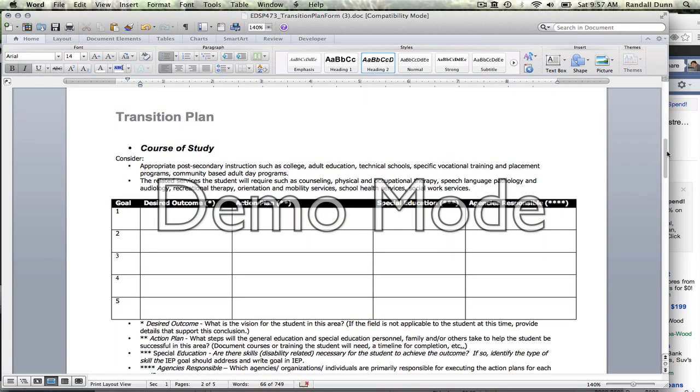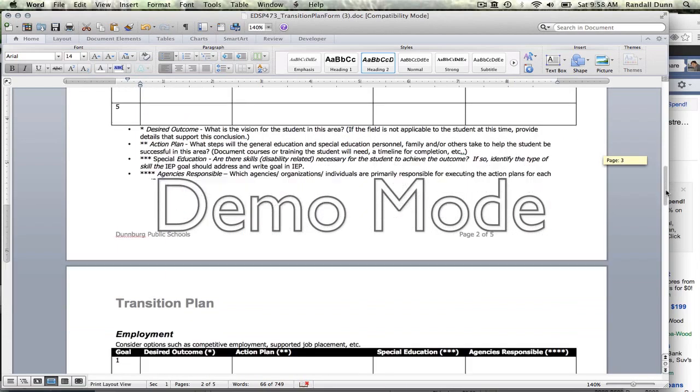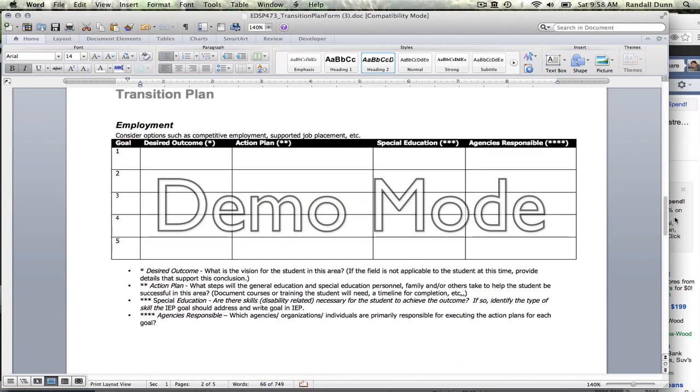Now remember, the next 4 pages are all the same in structure. They just cover a different area each. Remember I said to skip course of study, and we'll come back to that. Instead, we're going to go to employment. For employment, there are 2 different types of outcomes you can think about. One is the hard skills, and the other is the soft skills.